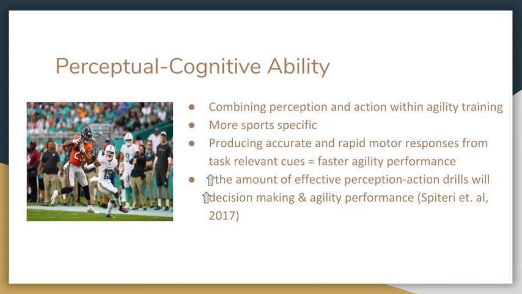It has been found that this combination not only becomes more sport specific, but elite athletes have the ability to produce a faster performance. The athlete's ability to identify task-relevant cues to produce accurate and rapid motor responses is a prerequisite for faster agility performance. With that being said, increasing the amount of effective perception action drills will likely increase decision-making and agility performance on the field.